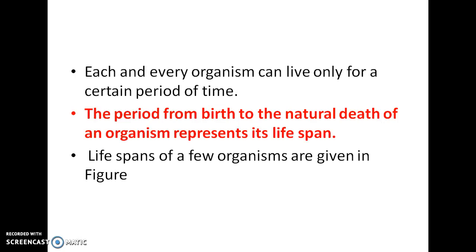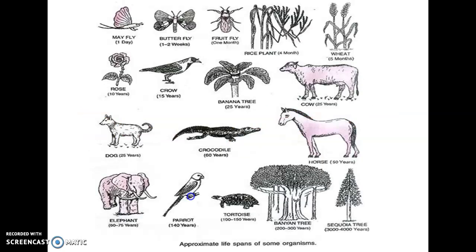Reproduction in organisms. Children, as we all know, each and every organism can live only for a certain period of time. The period from birth to the natural death of an organism represents its lifespan, isn't it? In your textbook, a figure is given on page number 4, figure 1.1. Take your textbook and look at the picture. A lot of plants and animals are given there. Can you find their lifespan? Using this diagram, you can fill in that page.